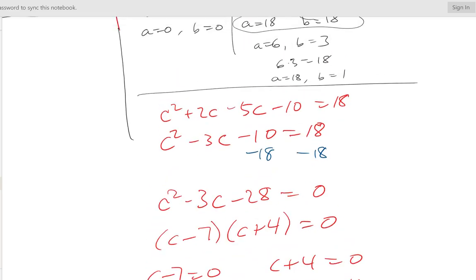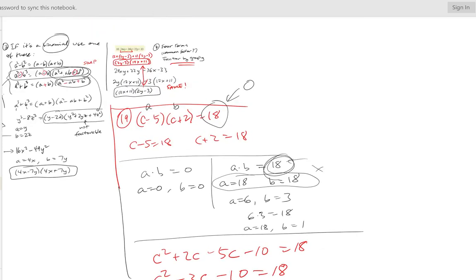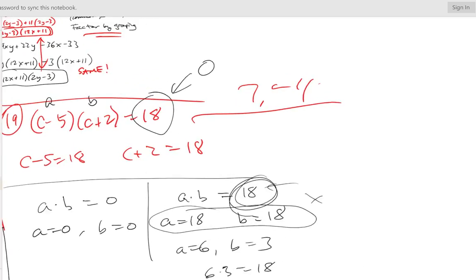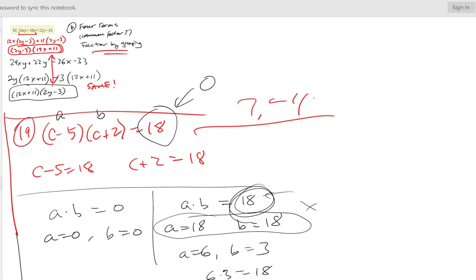Now, if you want, you can always go back to the original. We got 7 and negative 4. If you plug in 7 into the first one, you get 2, and 7 into the second one, you get 9, and 2 times 9 is 18. Yeah, that works out. If you plug in negative 4 into the first one, you get negative 9, and in the second one, you get negative 2, and negative 9 times negative 2 is 18, so it checks out.